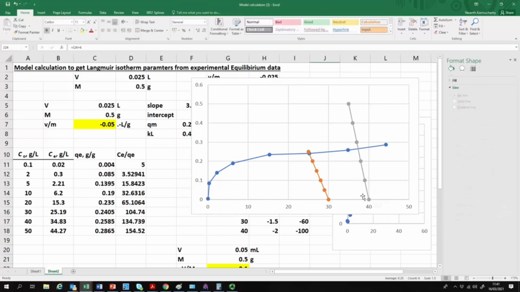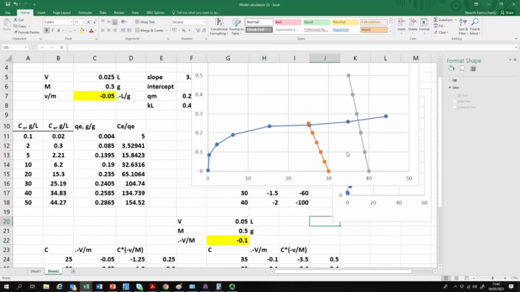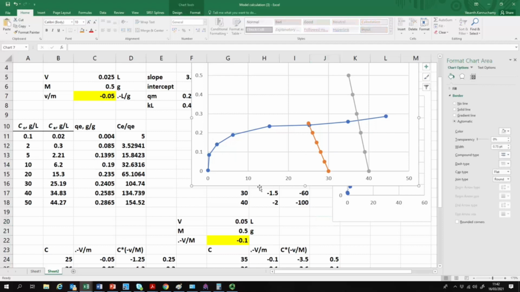So if you started the experiments with a solution of an initial concentration of 40 grams per liter, and if you added 0.5 grams, and if the reactor volume is 50 milliliters, this is 0.05 liters, then your corresponding equilibrium concentration will be somewhere around here. So let me copy paste this graph in the PowerPoint.